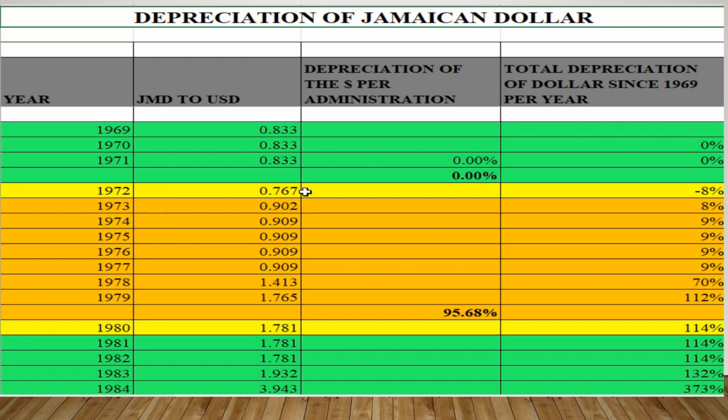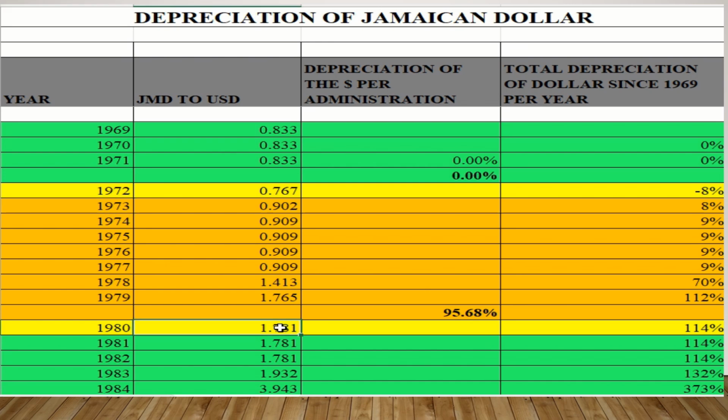Now we're not going to use the election years for analysis. We want to use the full years in which the administrations were in power. So in 1973, the Jamaican dollar was valued at 0.902 to 1 US dollar. Close to the end of their administration in 1979, the dollar was valued at 1.765, a depreciation of 95.68% under the PMP.